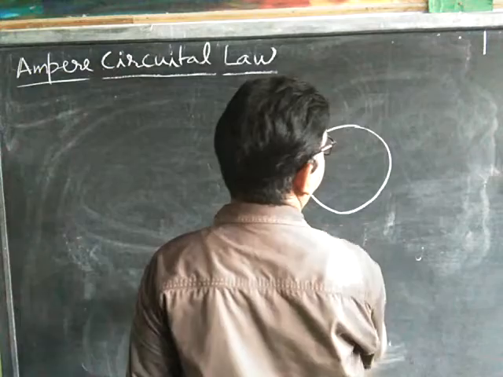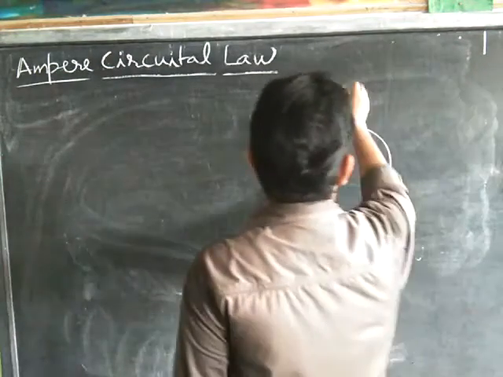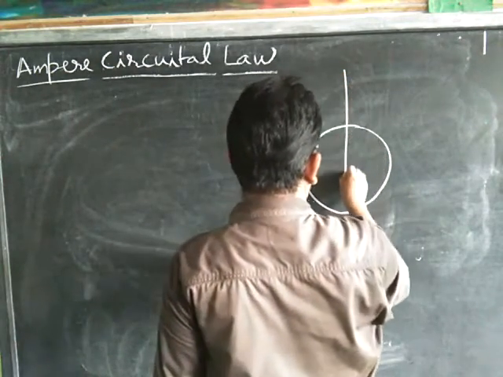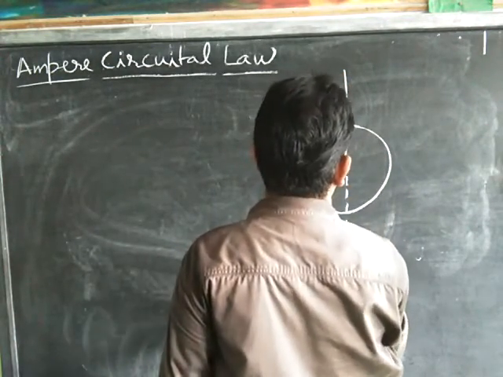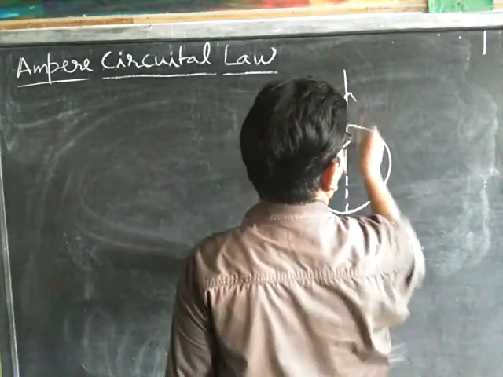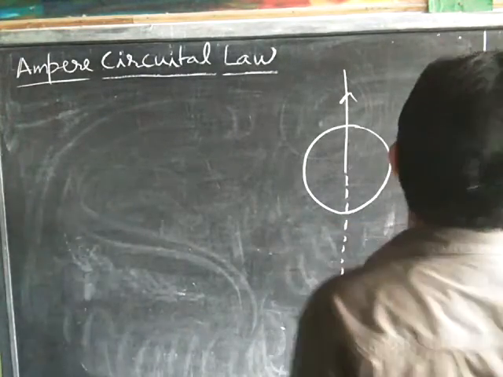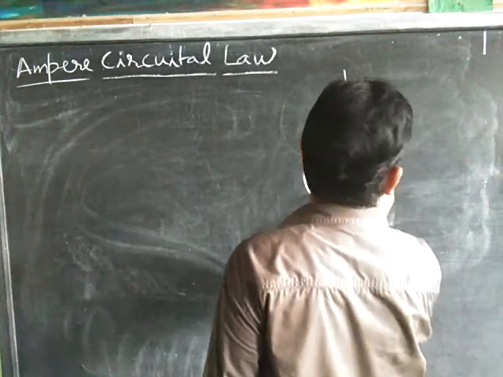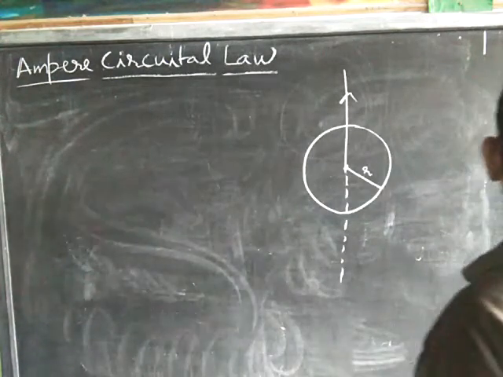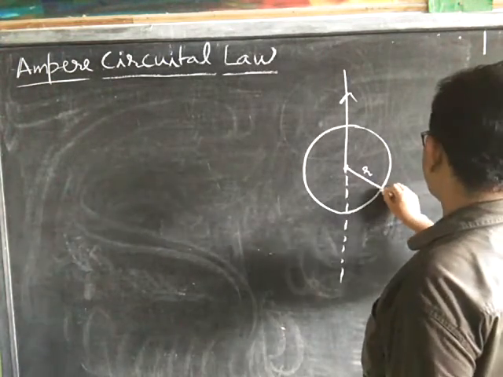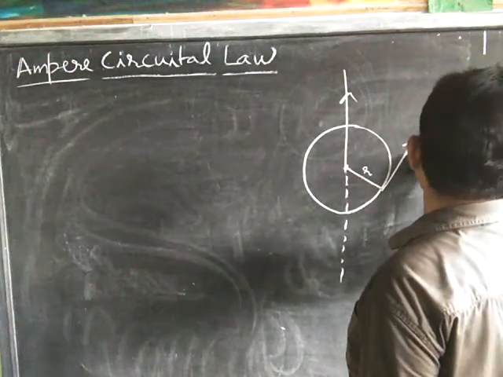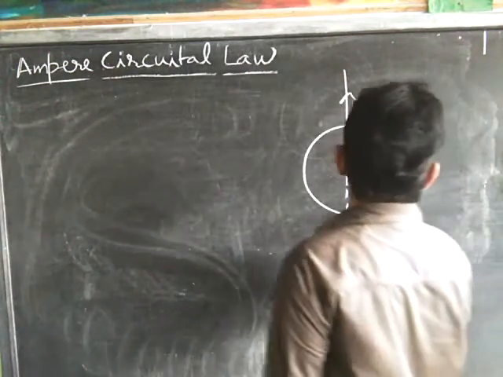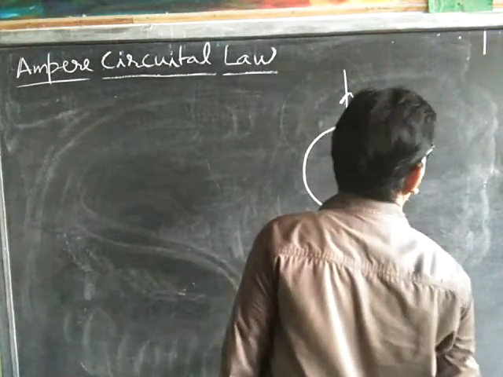This is the diagram for Ampere's circuital law. Here R is the radius, and this is the direction of the magnetic field, and suppose a small current element dl.